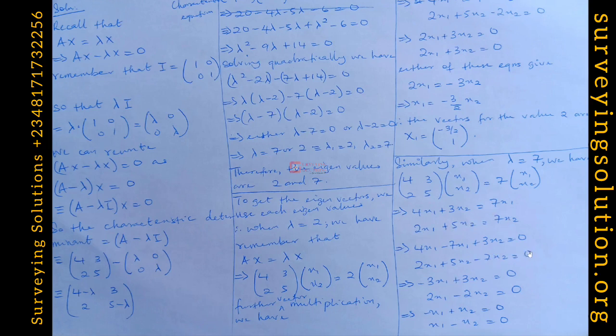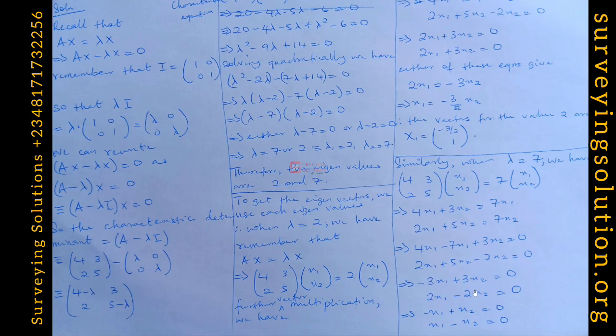Good. So if we simplify further, it means that 4 minus 7 will give you minus 3x1 plus 3x2 equal to 0. Then we have our 2x1 here. Then 5 minus 7 will give you minus 2x2, all equal to 0. Now we can still simplify these two equations further.